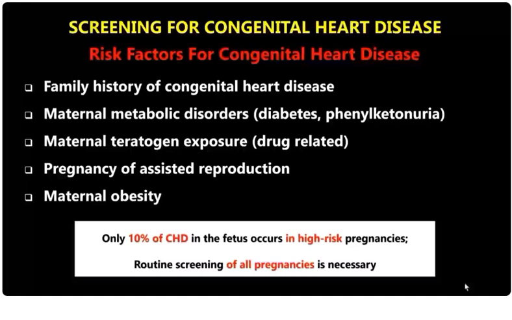This is metabolic diseases of the mother, such as diabetes or phenylketonuria, teratogen exposure, IVF pregnancy. But unfortunately, this strategy is not very successful because only 10% of the babies who show some risk factors are affected by cardiac anomalies. So really the right thing to do is to perform routine screening on all pregnancies.